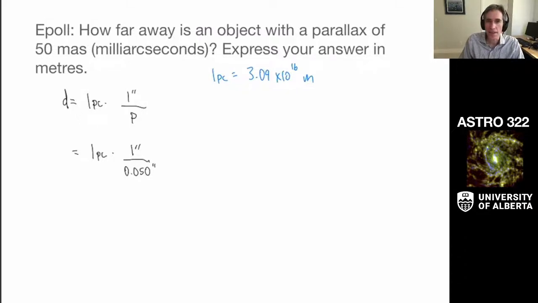All right, this is good. I'm seeing the answers come in. The only trick here is that this is 50 milliarcseconds, not 50 arcseconds. So you have to multiply by 10 to the minus 3 to get it into the formula, because it's dimensionalized to units of arcseconds, not milliarcseconds. And so from there, 1 over 0.05 is 20. So this is 20 parsecs.